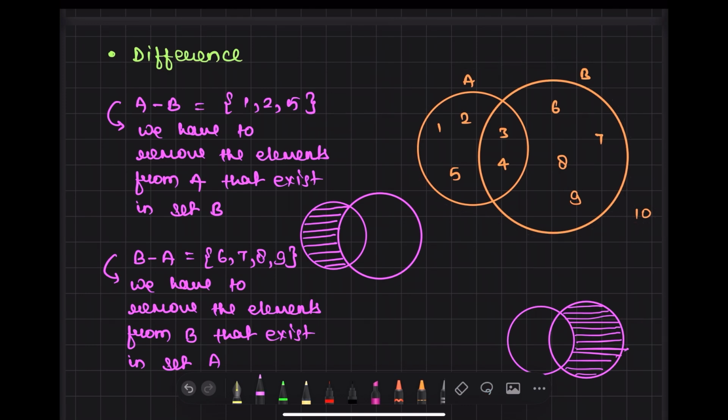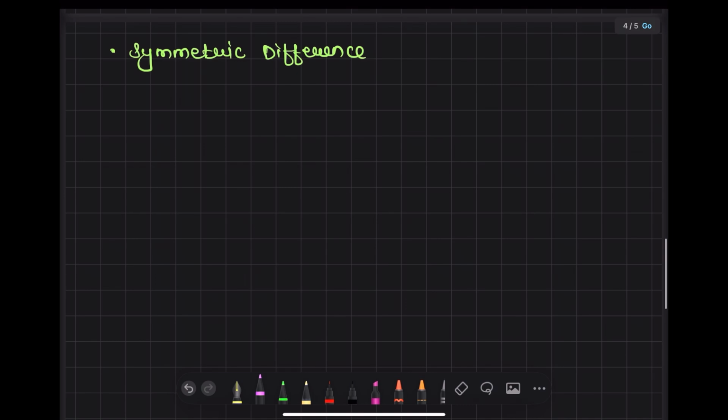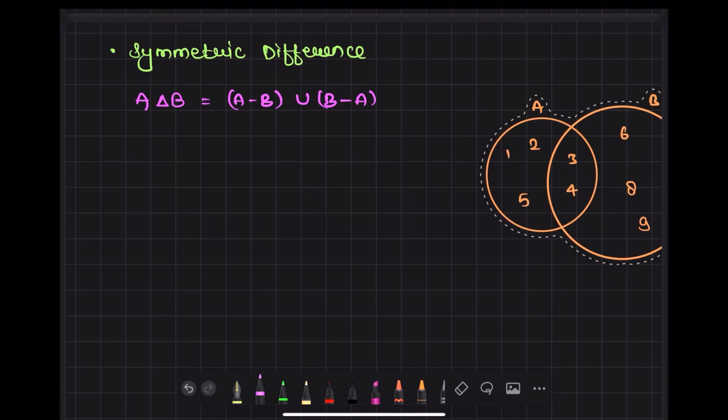Now let's move on to the next part, symmetric difference. So if the representation for symmetric difference is this, A triangle B, mathematically it is represented as A minus B, okay, union with B minus A. Okay. First you have to remove elements from set A that exist in set B. You will get one set. Then you will remove elements from set B that exist in set A, and then you have to take union.